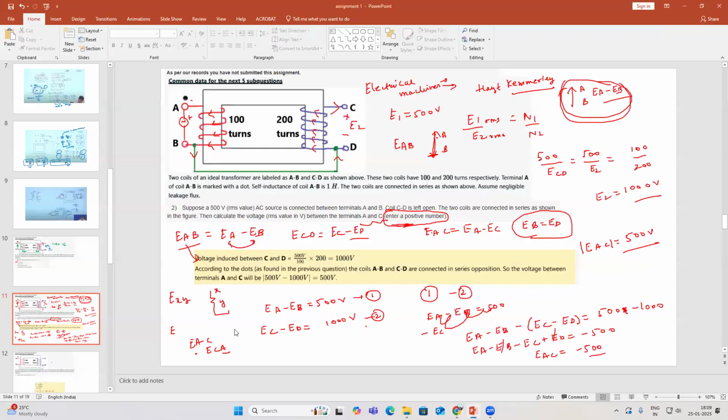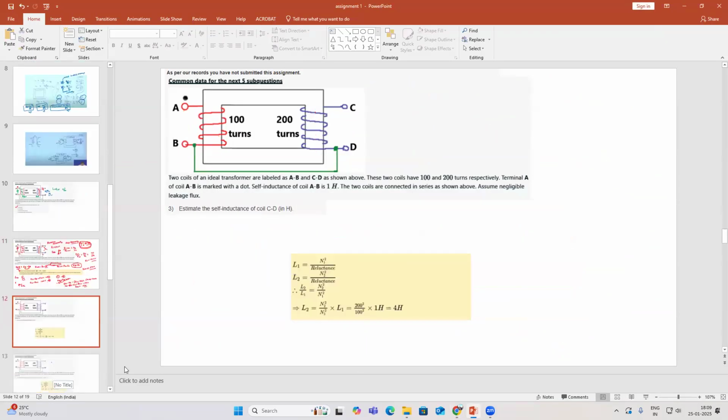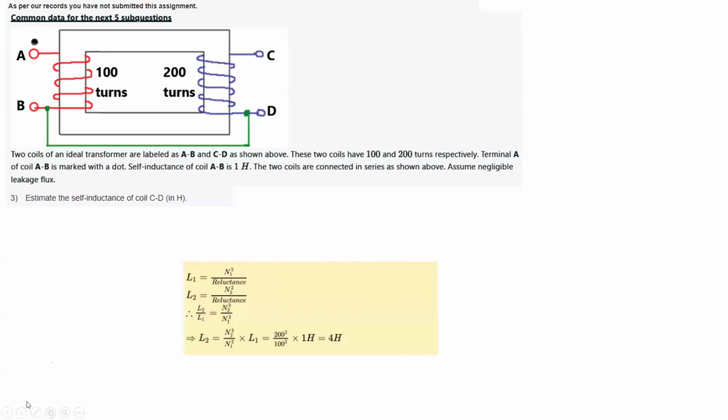Okay, so now the same thing will be continuing. Now you see the inductance questions have come. Here, in the data they have mentioned the self inductance of coil AB, let us say this is the primary coil 1 and this is the secondary coil. So L11, they are saying the self inductance, which is equal to N1 square by reluctance, is equal to 1 Henry.